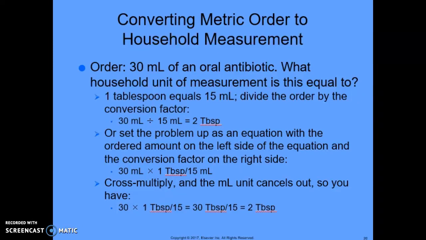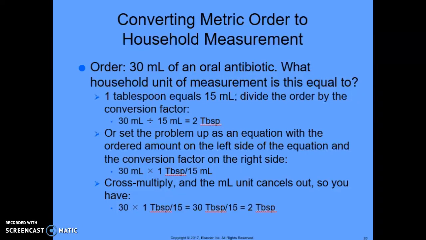And you get 2, but the important part here is that we don't get 2 milliliters anymore. And this is where huge mistakes could be made. So it's important to understand that we're now converting from that metric to the household measure. When we're doing any kind of mathematical equations, it's important to label. So we are now going to 2 tablespoons.